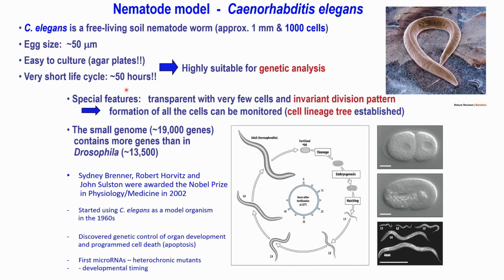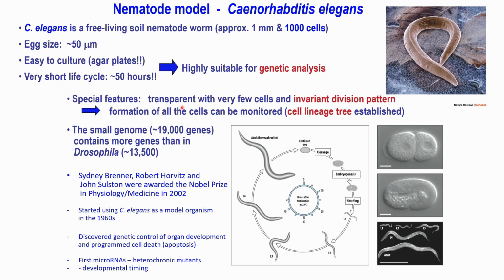But we can talk quickly through these model systems. We've mentioned them before. So the nematode model, Caenorhabditis elegans, lives in the soil. The egg size is about 50 micrometers, so that's quite small. They're easy to culture just on agar plates, and they're highly suited for genetic analysis with a short life cycle. We've covered a lot of this before.